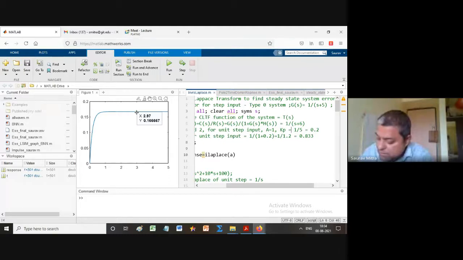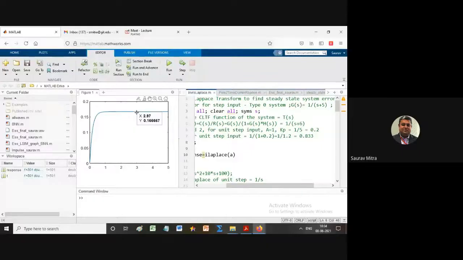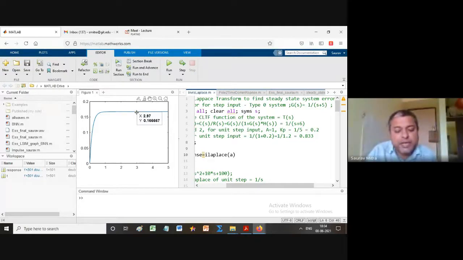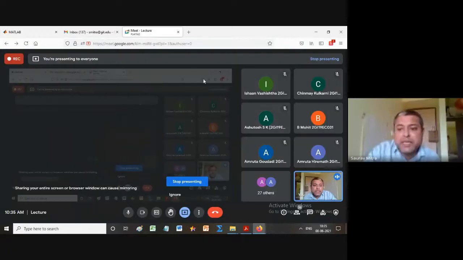So how much is the difference between input and output? Are you getting difference between input and output as 1 minus 0.1667? How much is that? Are you getting 0.833 or something? So input is 1, and output is 0.1667. So difference between that is 0.8333. समझ में आ रहा है? Yes, sir. समझ में आ रहा है क्या बोल रहा हूँ?